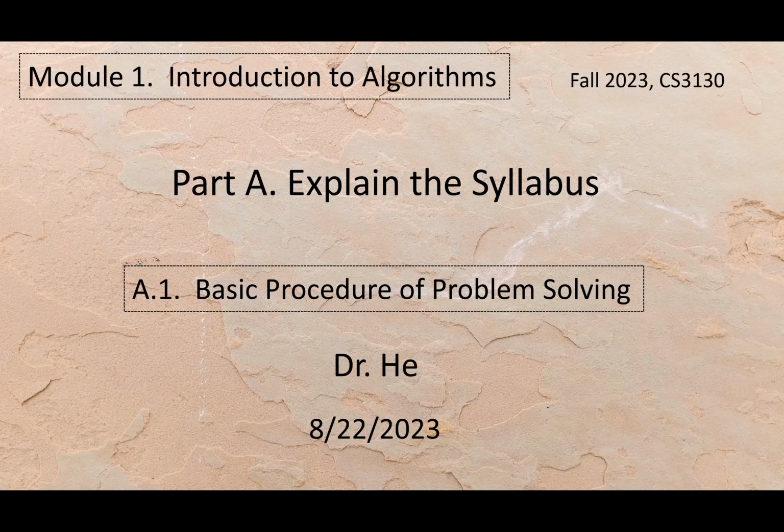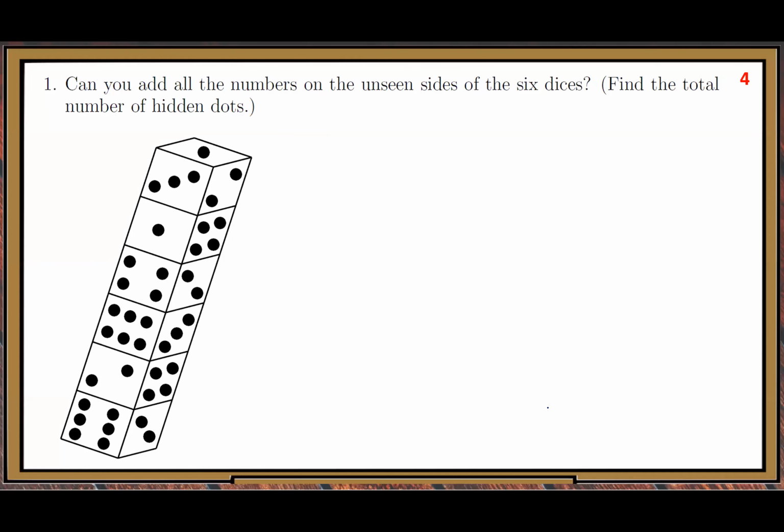Let's look at this question. Can you add all the numbers on the unseen sides? Read the question carefully. Counting the dots on the visible sides is too easy, right? I do not ask that part. I want you to count all the unseen, invisible dots of the 6 dice.